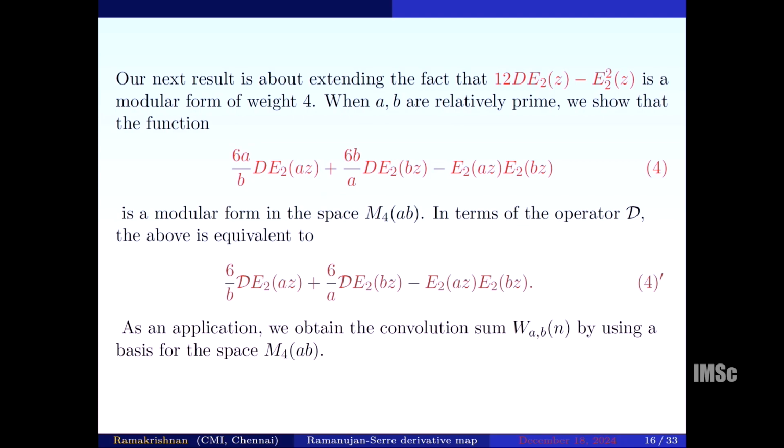Our next result is about extending Ramanujan's observation that 12 times the derivative of E2(z) minus E2 squared is a modular form. If you replace z by Az and by Bz, the combination 6A/B times the derivative of E2(Az) plus 6B/A times the derivative of E2(Bz) minus E2(Az)E2(Bz) is a modular form of weight 4 and level AB. So in terms of the D operator, this is a modular form of weight 4 and level AB. Therefore, finding a basis for M4 of level AB is equivalent to finding the convolution sum W_{A,B} with R equal to S equal to 1.